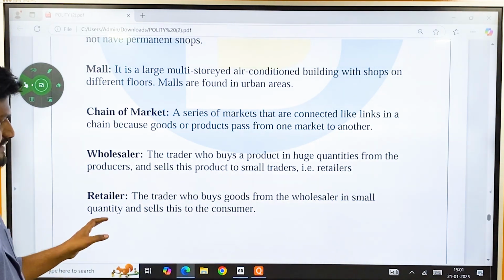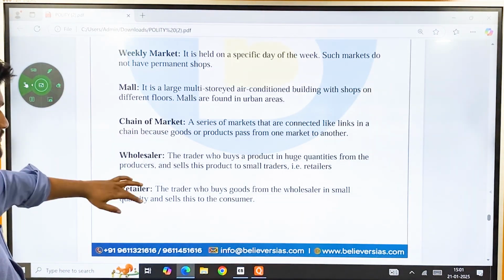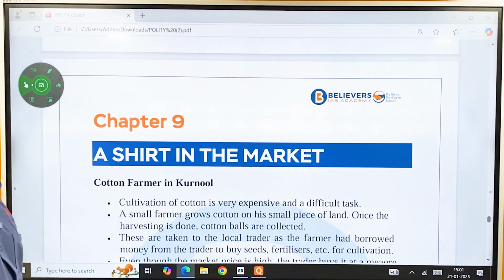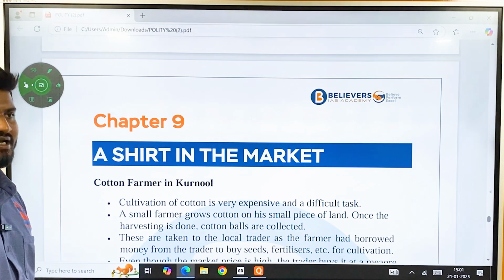Okay, now since chapter 8 is a small one, we will also discuss chapter 9. Chapter 9 talks about a market process. Okay, how the process happens in a market.